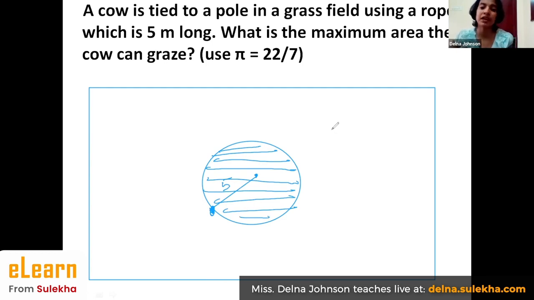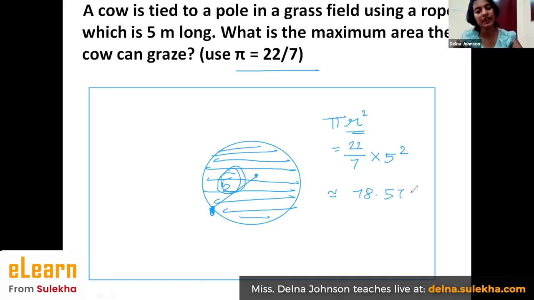To find the area of the circle, we know it's pi r square. Pi, they've already mentioned that you need to take it as 22 by 7. So it's 22 by 7 into r. What is r? r is nothing but 5, as we've already mentioned here. So it is 5 square. This is approximately equal to 78.57 meters square. So this is how you derive this.